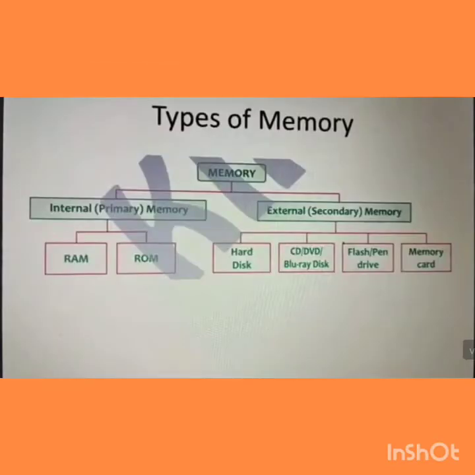Now, types of memory. Memory is divided into two parts: internal, which is also known as primary memory, and external, which is also known as secondary memory. Primary memory is classified into RAM and ROM, and external memory is divided into hard disk, CD, DVD or Blu-ray disc, and flash pen drives. And last is memory card.